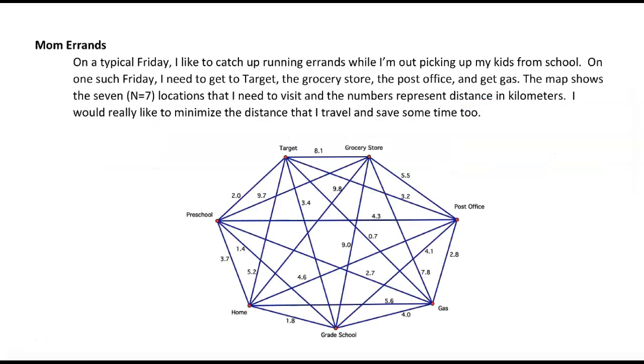On a typical Friday, I do like to catch up on errands when I go pick up my kids from school. Typical errands include Target, the grocery store, the post office, getting gas, along with picking up one child from preschool and another from grade school. This gives me a total of 7 locations that I need to visit, beginning and ending at my home. Of course, I'm looking for an optimal tour because I want to minimize the distance that I travel and save some time while I'm at it.